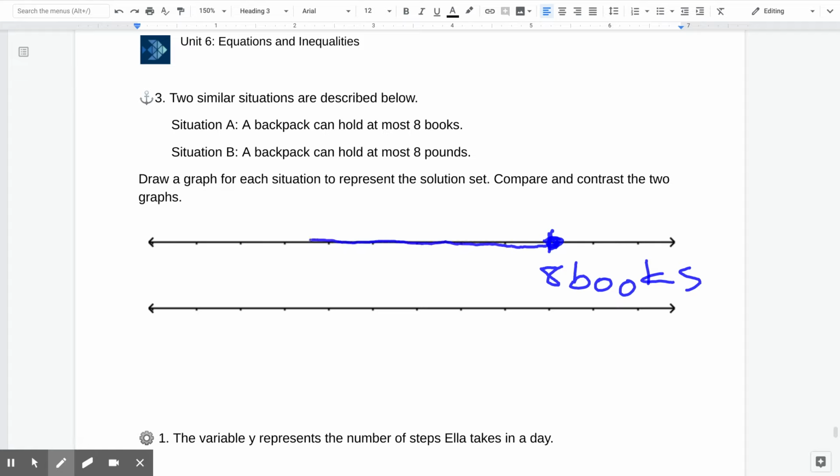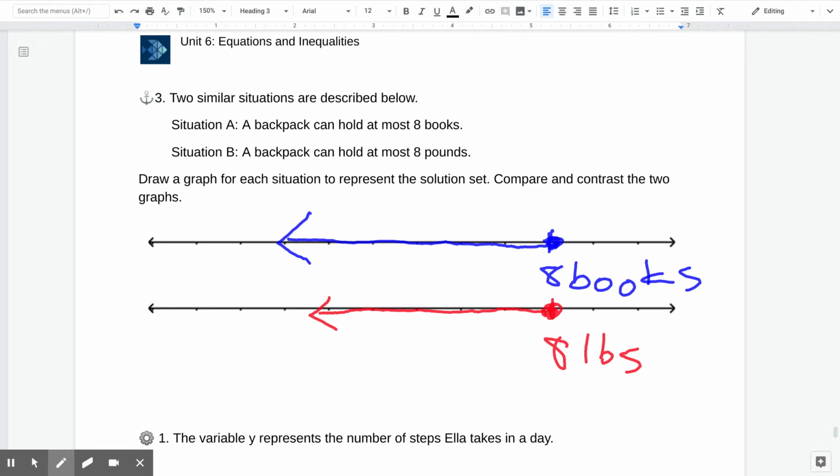And it can hold less than 8 books. There really couldn't be a 0. There couldn't be less than 0 books, but that's okay. We can understand that within the context here. For situation B, we have a backpack that can hold at most 8 pounds. So the 8's still in the same spot. And again, we can have less than that.